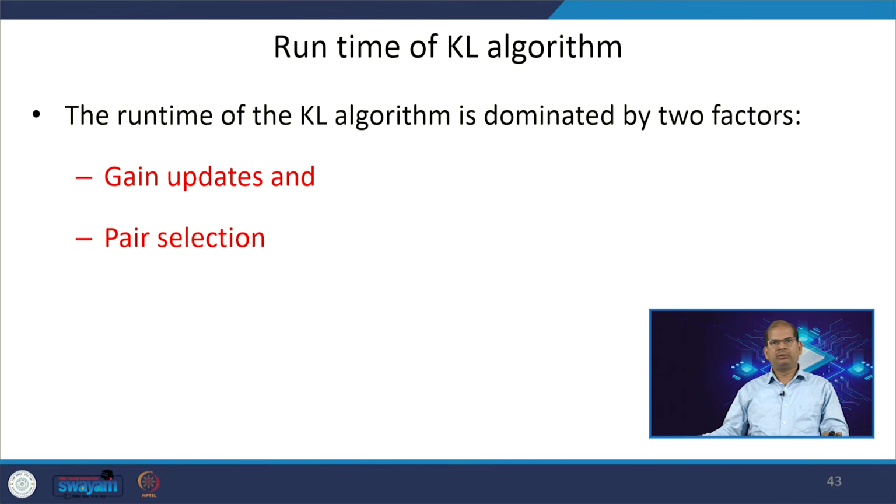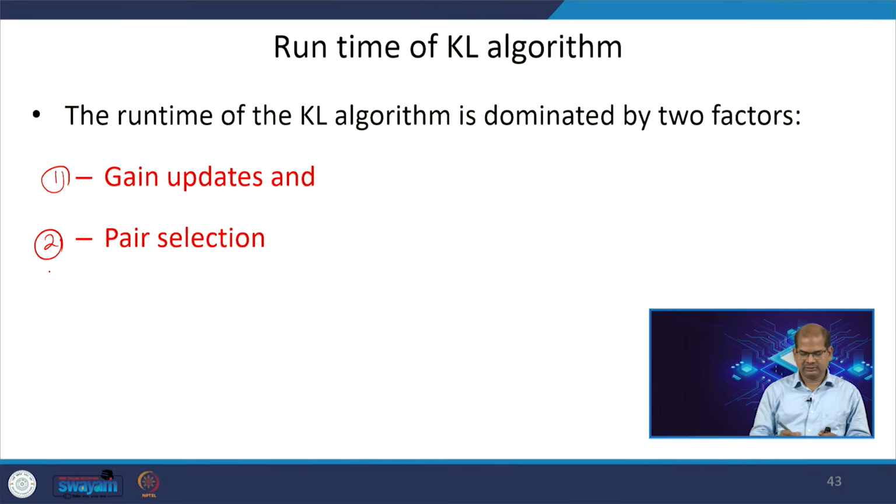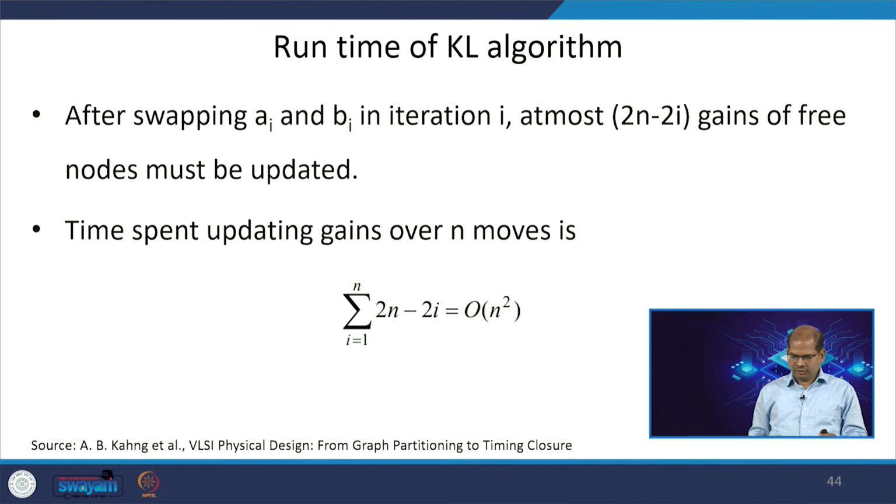Now, we will discuss the run time of the KL algorithm. The run time will tell the speed of the algorithm, how fast it is working. The speed of the KL algorithm is determined by two factors: one is the gain update and the other is the pair selection. We will discuss how the algorithm speed depends on the gain updates and the pair selection.